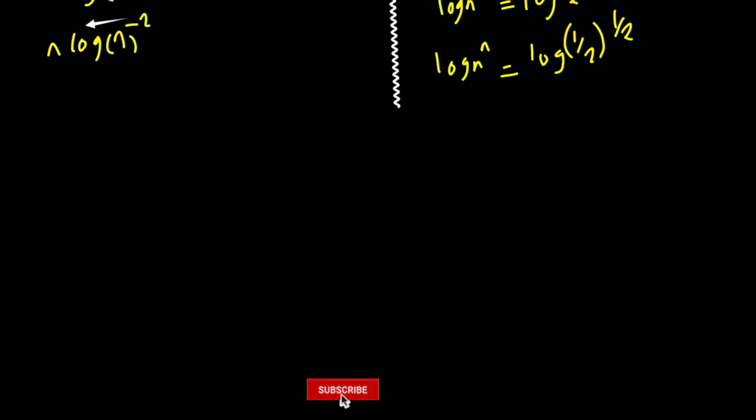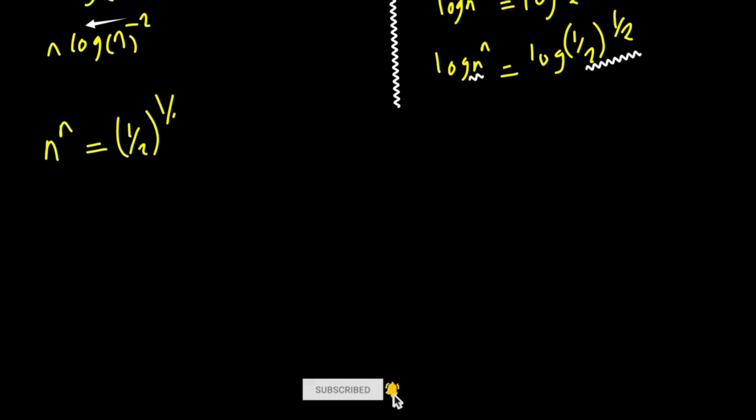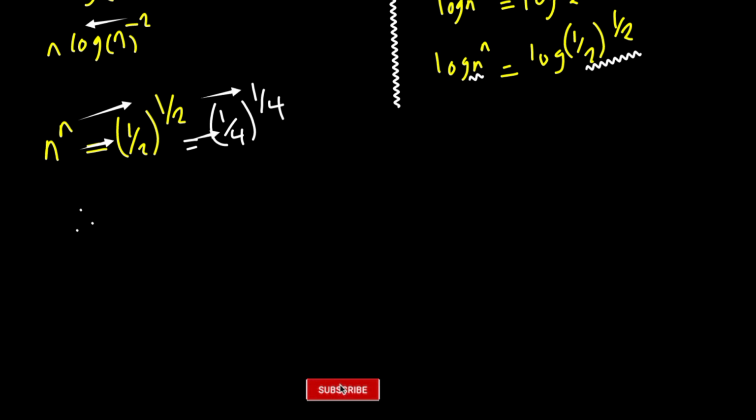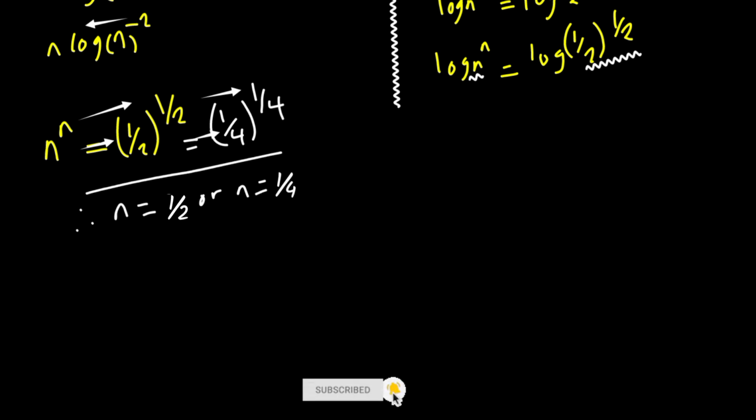So by direct comparison, when we study both sides, we say therefore that n to the power of n equals 1 over 2 all to the power of 1 over 2. And also don't forget that 1 over 2 to the power of 1 over 2 equals 1 over 4 all to the power of 1 over 4. So when we compare, we would therefore find out that n equals 1 over 2 or n equals 1 over 4.